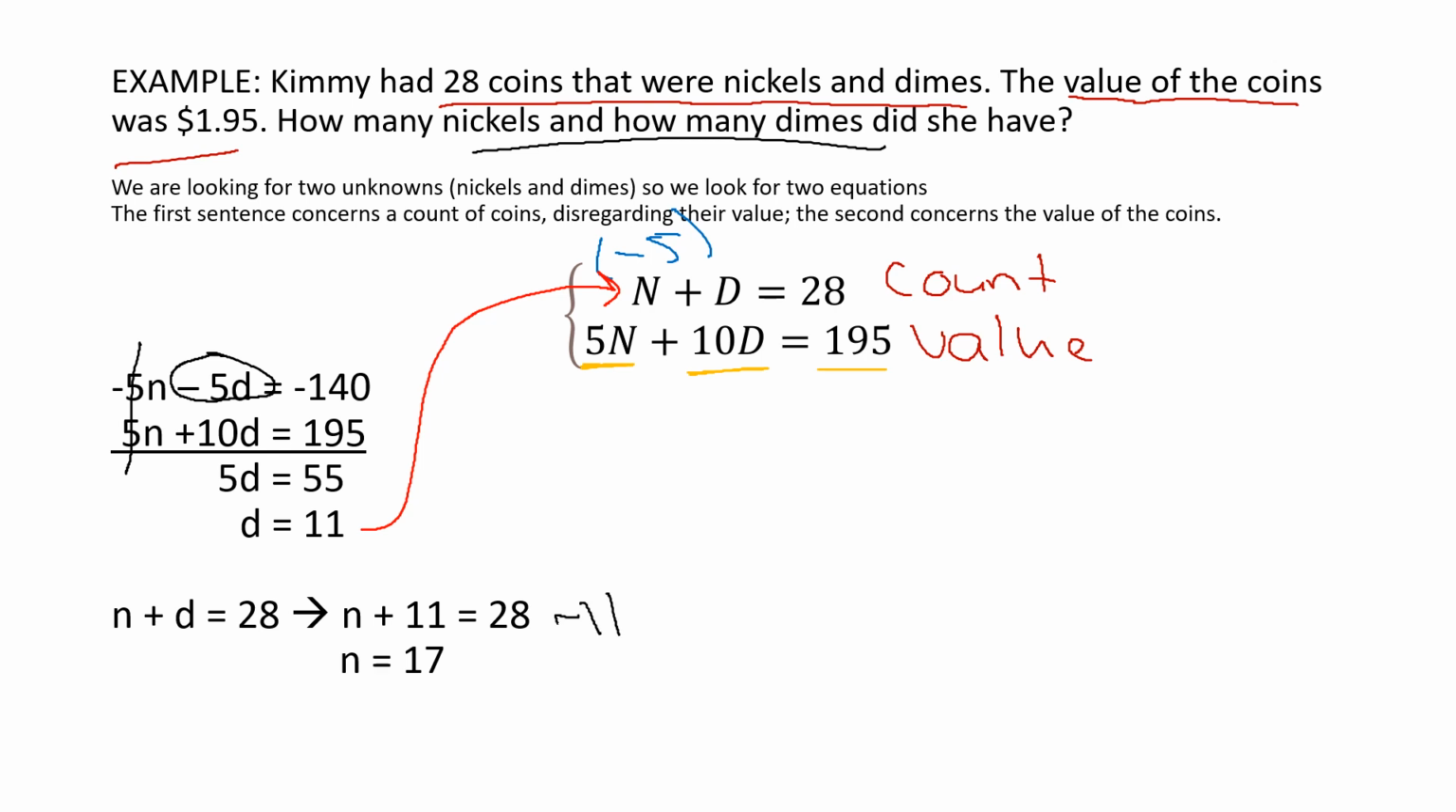N equals 17, so there are 17 nickels and there are 11 dimes. So my answer is this and this. It may be such that a problem asks you how many nickels only, or how many dimes only, or whatever values you're working with. So make sure you read your whole problem, because if I didn't need to find both values, I could save myself a little bit of time. In this case, dimes equals 11, nickels equals 17.